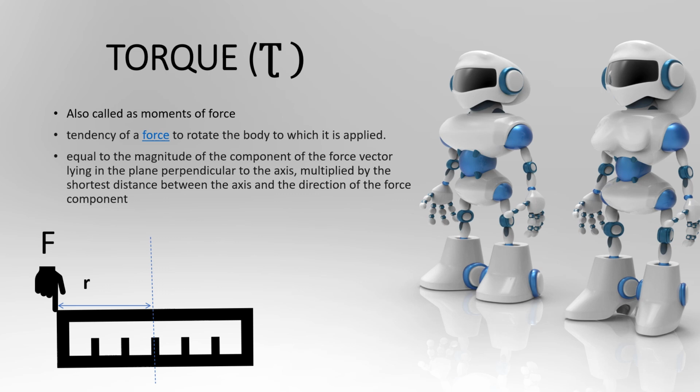Another definition of torque is that it is the product of the magnitude of the force and the perpendicular distance of the line of action of the force from the axis of rotation. The symbol of torque is tau.